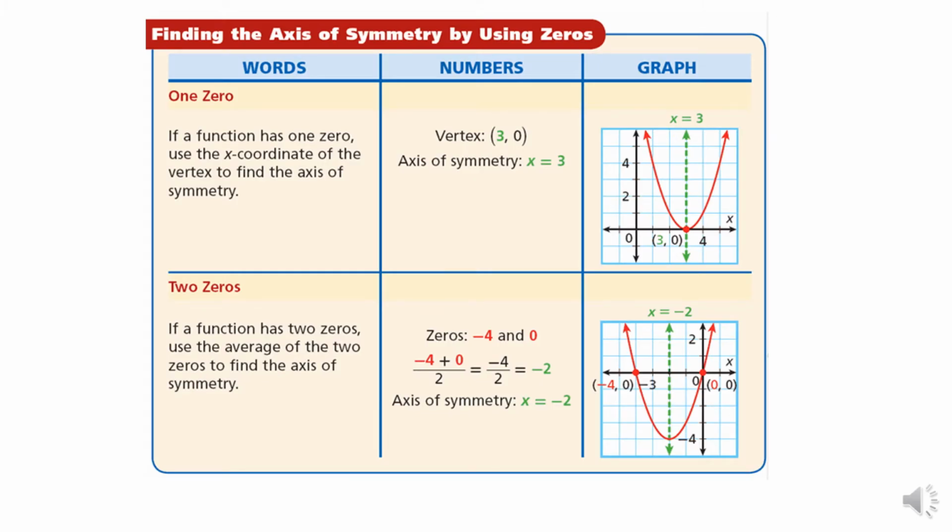Okay, so finding the axis of symmetry by using zeros. If you have 1 zero, meaning that your graph only touches the x-axis in one place, then the axis of symmetry is equal to that. Okay? You don't need to think about it. You have 1 zero, the zero is the point on the vertex, so you're good to go. If you have 2 zeros, you can do what I just showed you, and that is find the average.